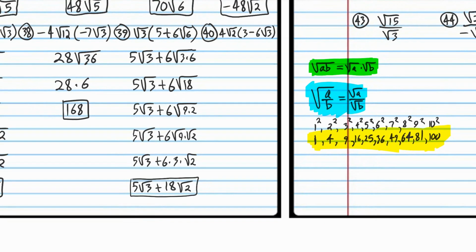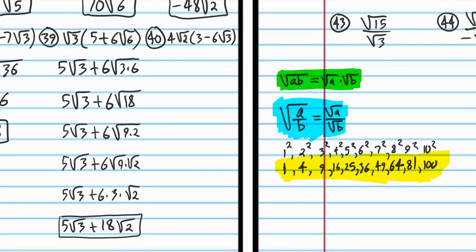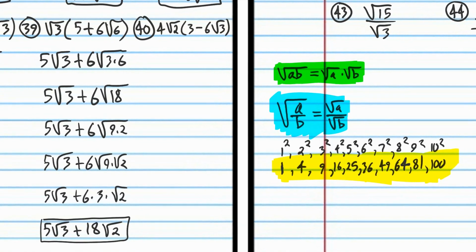So it's just the same thing that we did in all the previous problems. The only difference is we're using the distributive property. So why don't you try number 40, and when you come back, we'll do it together.